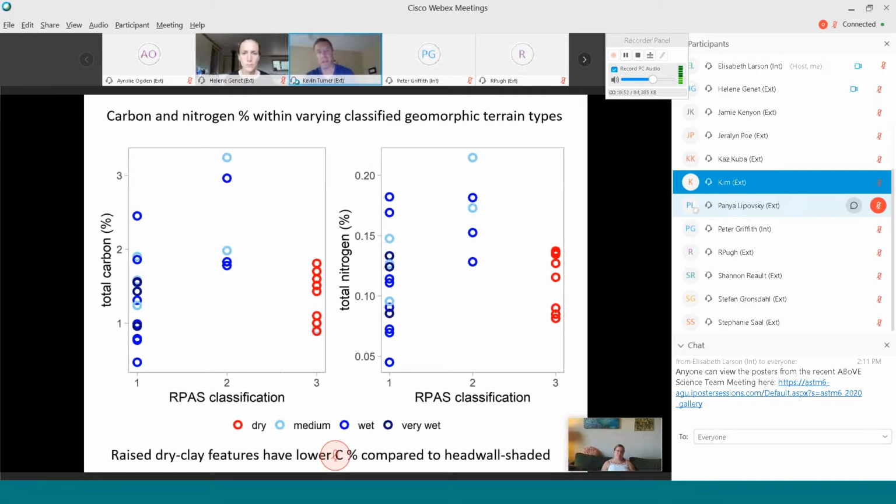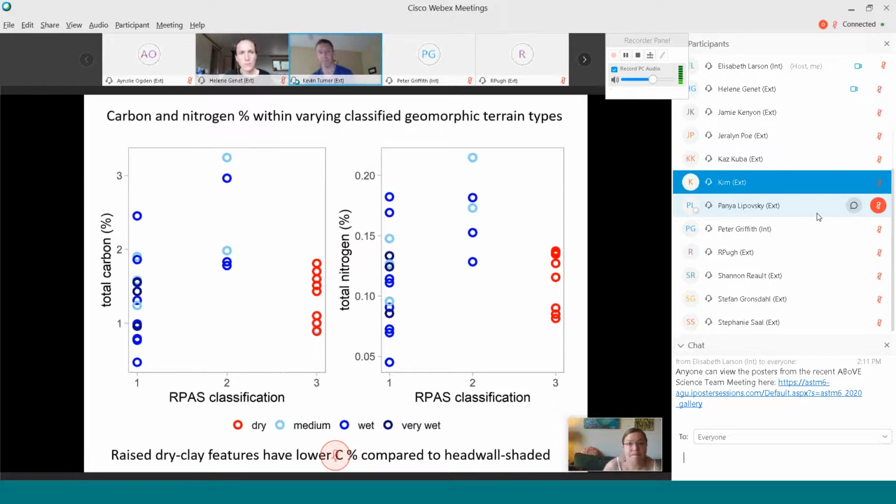And it would be really interesting to see if ABRIS data can help, or is high enough resolution to get at these different geomorphic zones within the slump and provide some information on the actual carbon cycling in addition to the ground truth information that we have.